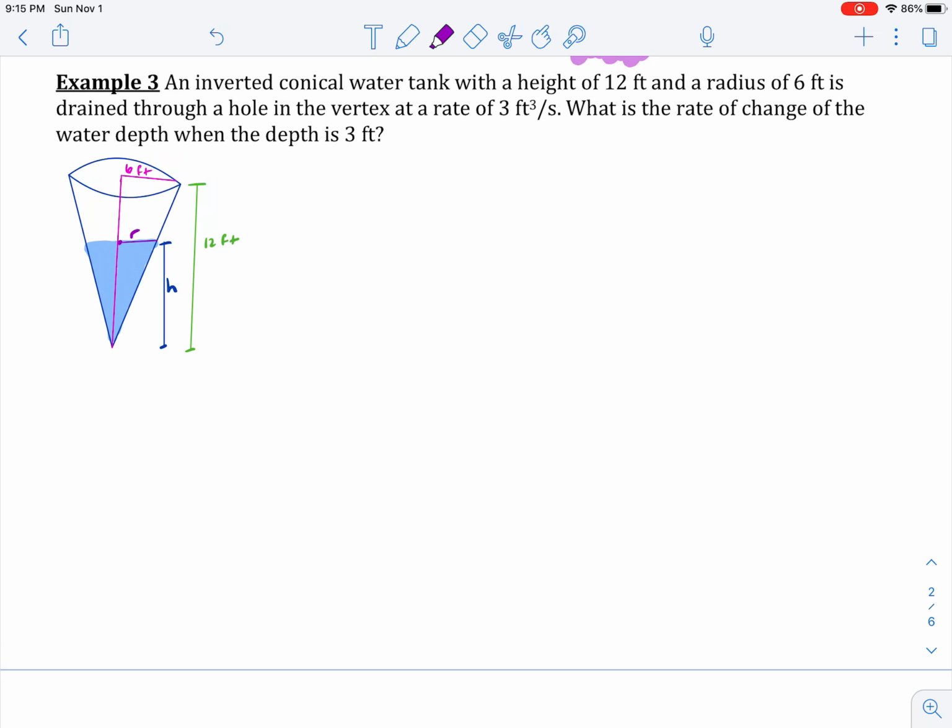your equations. All right, so here it says an inverted conical water tank with a height of 12 feet and a radius of 6 feet is drained through a hole in the vertex at a rate of 3 cubic feet per second. So we're given a rate of change, and it says what is the rate of change. So given a rate, asked to find another rate, it's a related rate question. And it says, what is the rate of change of the water depth when the depth is 3 feet?